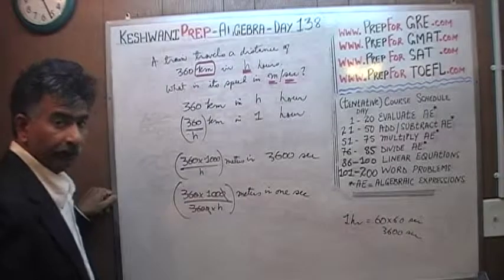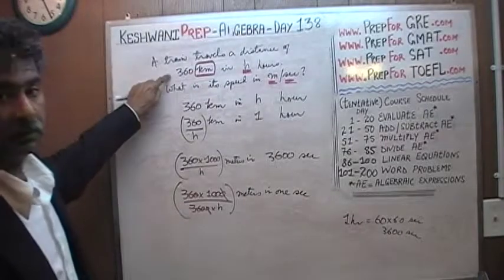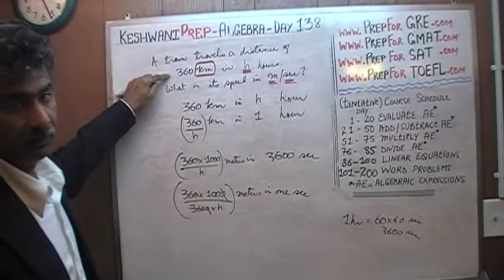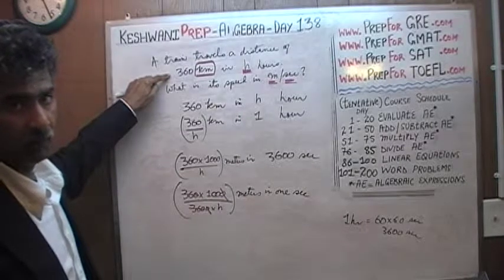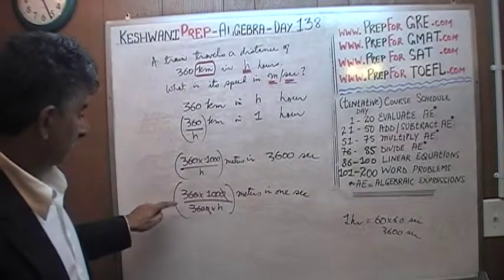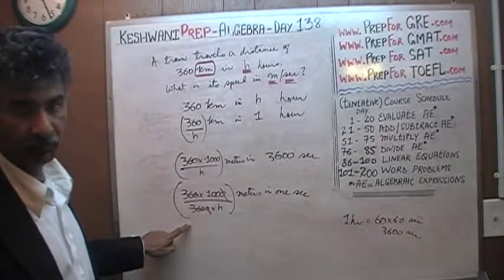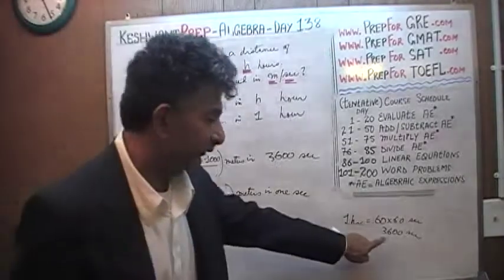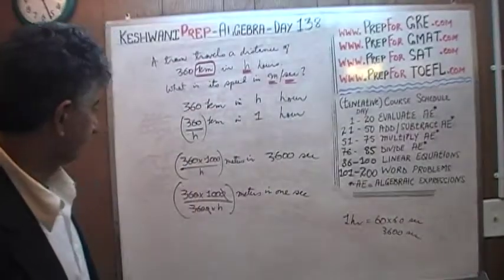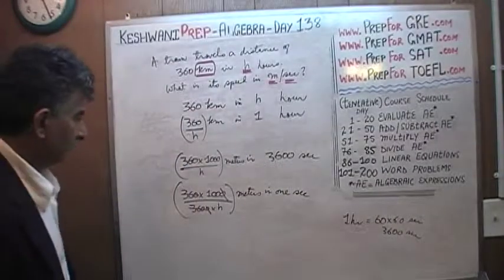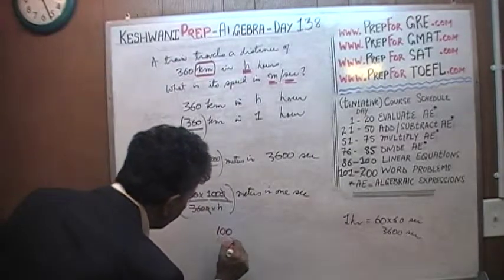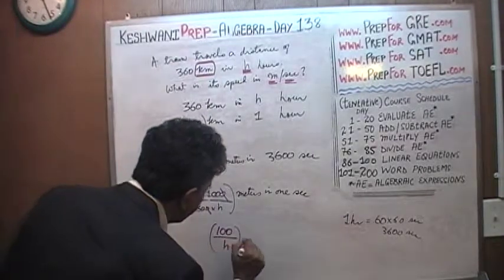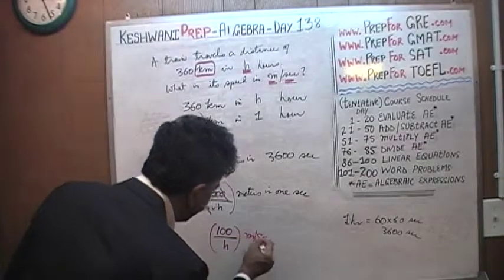You see? If you wondered why the train was going at 360 kilometers and not 400 kilometers or 350 kilometers, that's because it was a very cooperative train. It knew that it would be easy for us to do the division, because there are 3600 seconds in an hour. A very nice train. So the final answer is 100 over h meters per second. That is our answer.